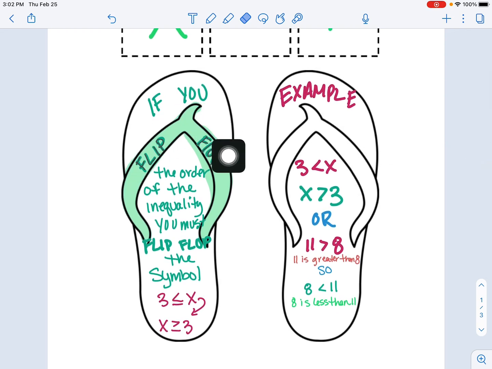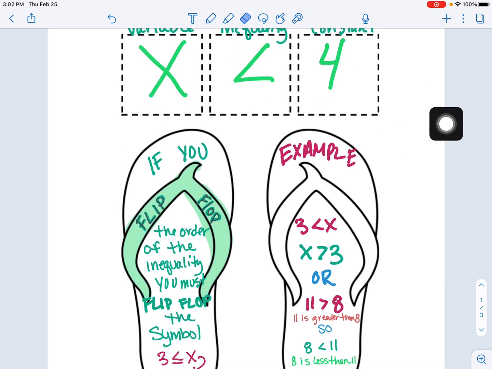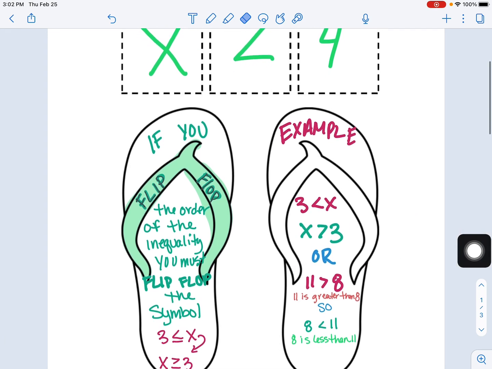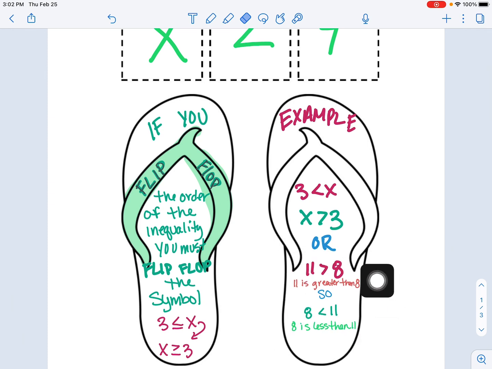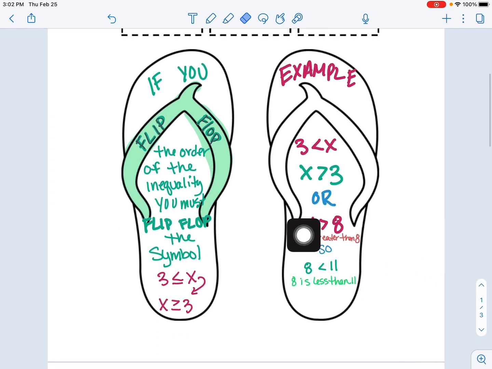If you flip-flop the order of the inequality, you must flip-flop the symbol too. So what that means is, over here in this example, if I do my math and I get 3 is less than x, and I want to rewrite it in the order that Mrs. Cooper said above, then I need to write x is greater than 3. Which sounds sort of silly, but it makes sense when you use numbers that you already understand. If I tell you that 11 is greater than 8, that also means that 8 is less than 11.